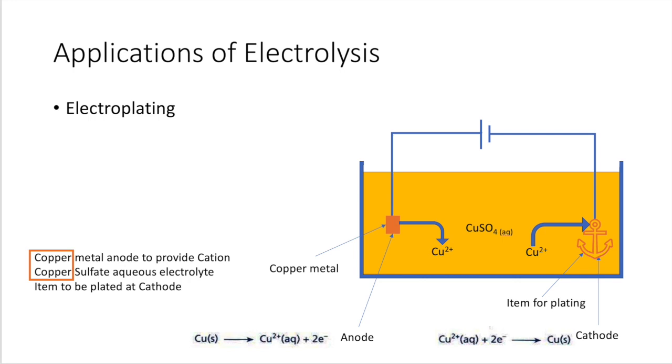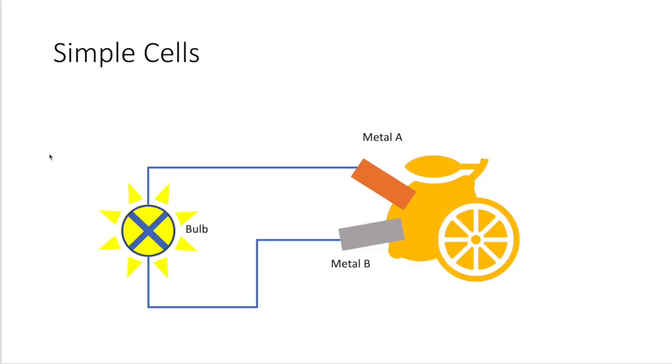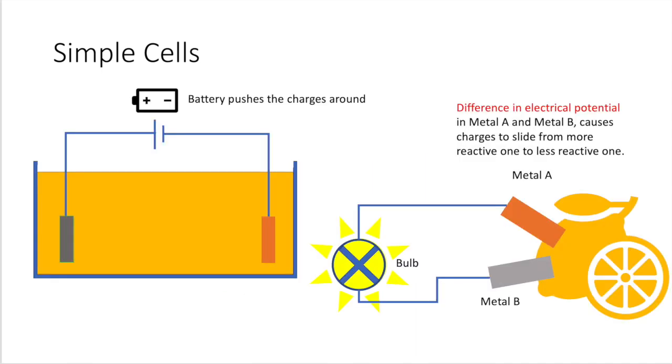Okay, we move on to simple cells. So you may have in your earlier years seen some kind of little experiment that uses lemons or any citrus fruits to be used as a battery. This is what we are going to deep dive into, and we will know that actually it's not the lemon that is conducting or providing the energy, it's the difference in the electroconductivity of the metals used. So what is a simple cell? This is how it looks like.